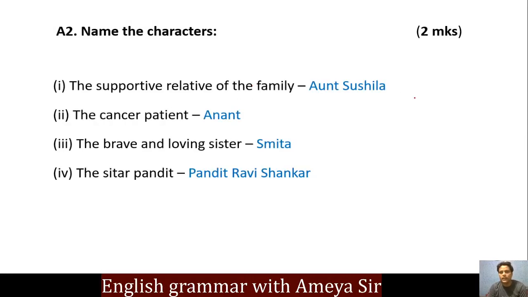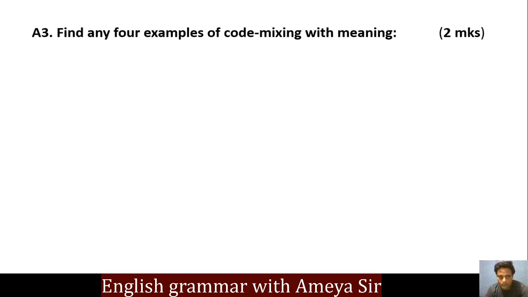The supportive relative of the family was Aunt Sushila. The cancer patient was brother Anant, and the brave and the loving sister Smita. Pandit Ravi Shankar, the sitar Pandit. If you have written Ustad Alarkha, that's wrong. That's the tabla Ustad, right? We wanted the sitar Pandit. So, did you get 2 out of 2? Well, hopefully, yes. Let's proceed to question number 3.